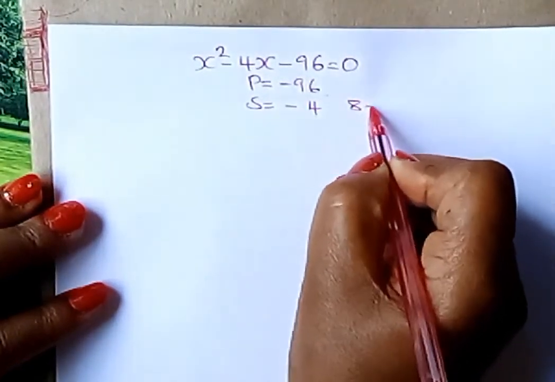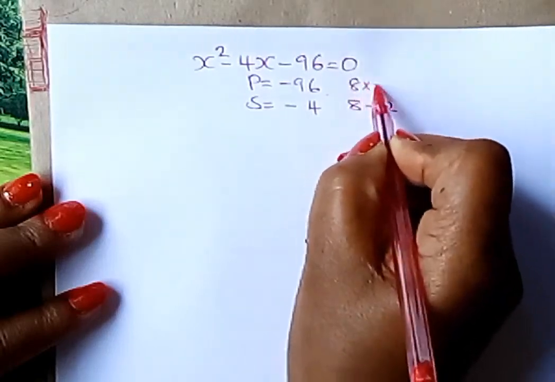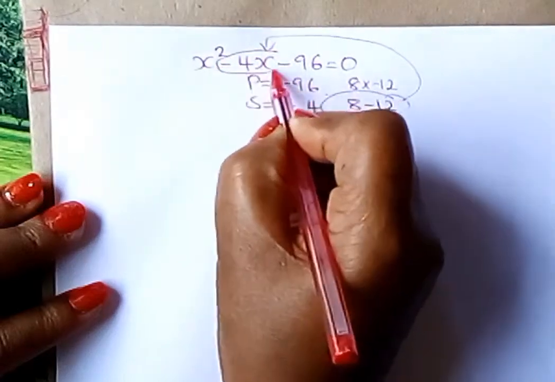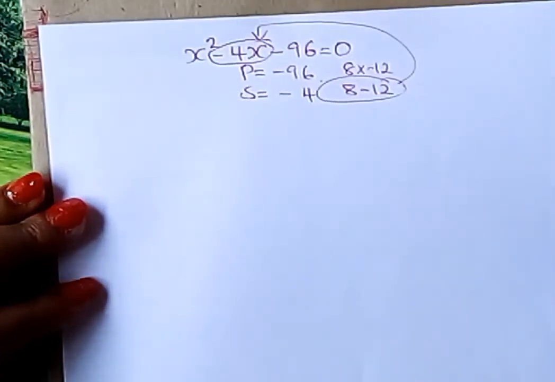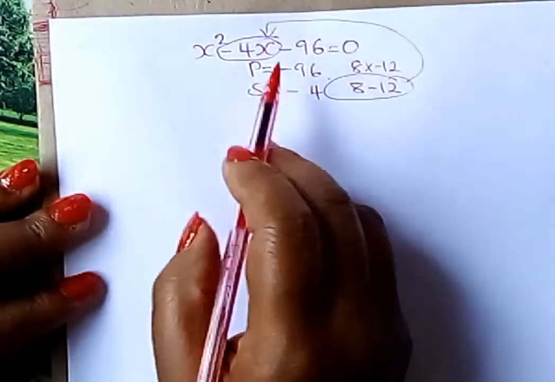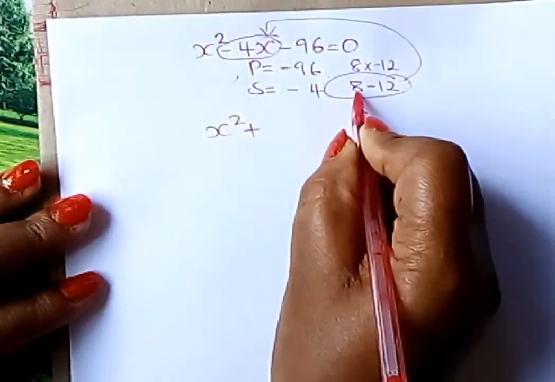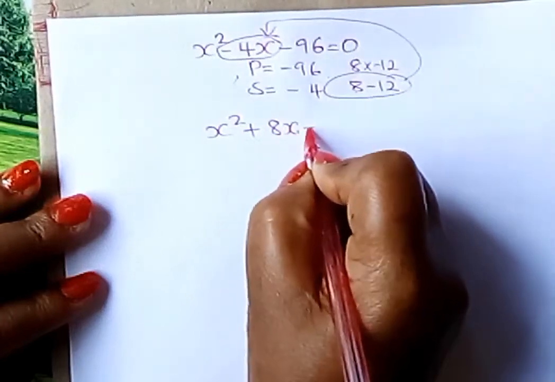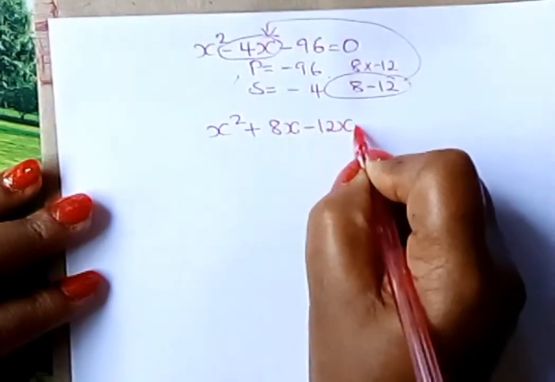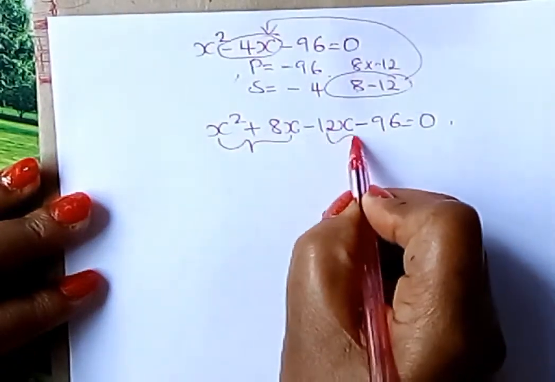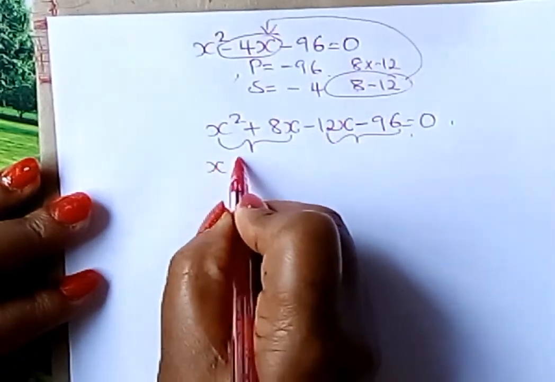The two numbers are 8 and negative 12. If you multiply the same, you get that. You take those, go and substitute or replace the second term here. So we normally write x squared plus 8 joined to x minus 12 multiplied with x minus 96 is equal to 0. Learner, group this into two groups, factor out x.